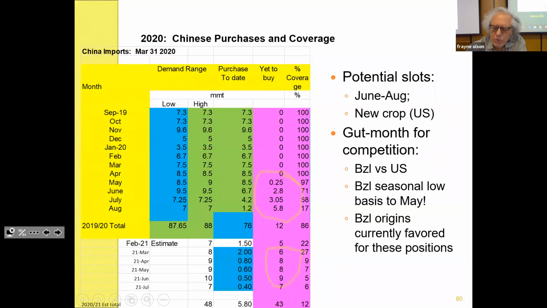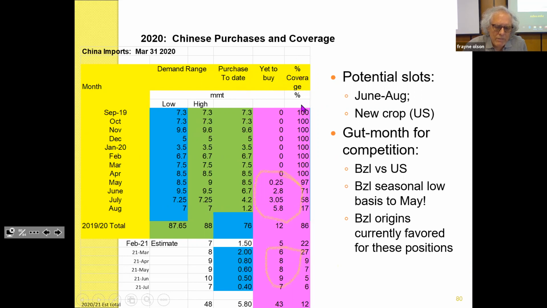Okay, so one of the issues in this particular year is the rate of China purchases. I keep track of this in quite a bit of detail. On the left-hand side, this is by month from September going into July of 2021, and I show their demands. Their demands on average you can think are about 7 or 8 million tons a month. Then this column is the amount of purchases they've made to date, and the next column, yet to buy, is how much they have left to buy.